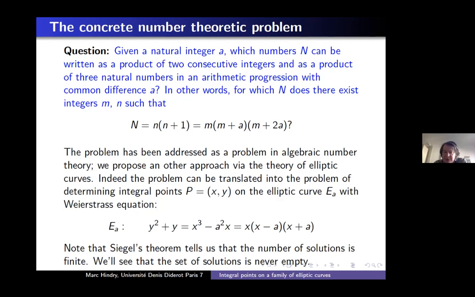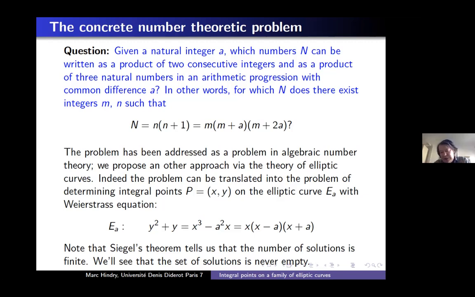So as I already mentioned, the problem has been addressed as a problem in algebraic number theory, but we will propose another approach via the theory of elliptic curves. So for elliptic curves, it's more convenient to write the equation y squared plus y equals x cubed minus a squared x. This is a so-called Weierstrass equation for the elliptic curves. And in that case, we look at the integral points, of course, the solutions with x, y integral.